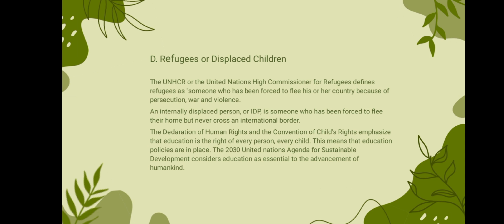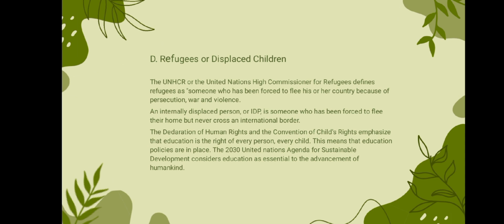The UNHCR, or the United Nations High Commissioner for Refugees, defines a refugee as someone who has been forced to flee his or her country because of persecution, war, and violence. An internally displaced person, or IDP, is someone who has been forced to flee their home but never crossed an international border. The Declaration of Human Rights and the Convention on the Rights of the Child emphasize that education is the right of every person, every child. This means that education policies are in place. The 2030 United Nations Agenda for Sustainable Development considers education as essential to the advancement of humankind.